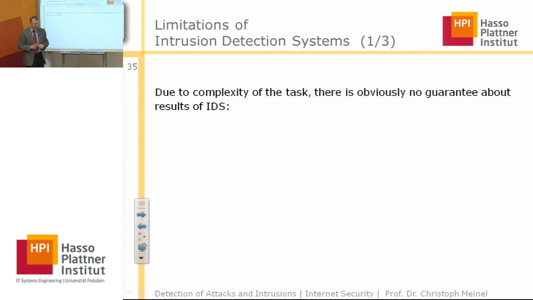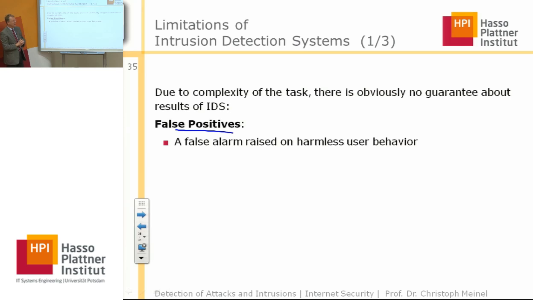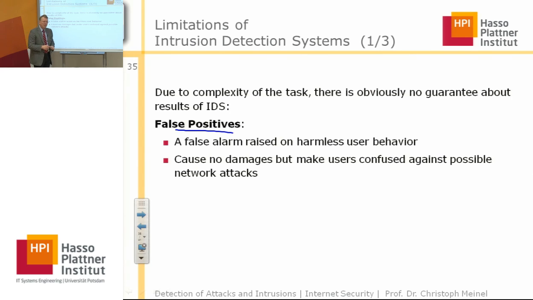What are limitations of intrusion detection systems? Due to the complexity of the task, there is obviously no guarantee about the results of IDS. So we have the problem of false positives. A false alarm is raised on harmless user behavior, a little bit different than the usual behavior, and the system classifies it as an alert. The false positives are not dangerous in the sense that they cause any damage, but they make the user confused against the possible network attacks.